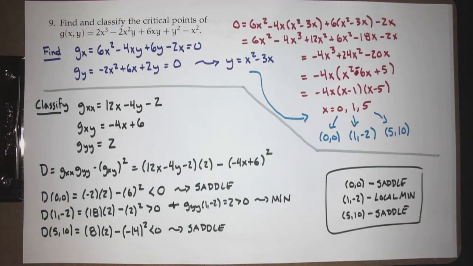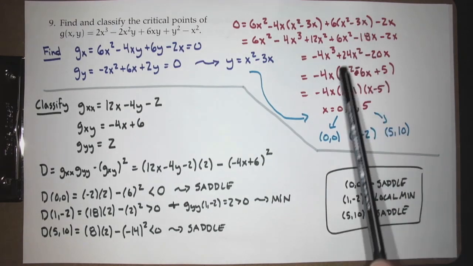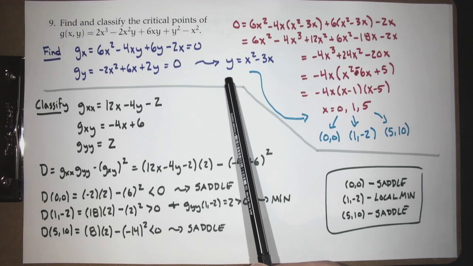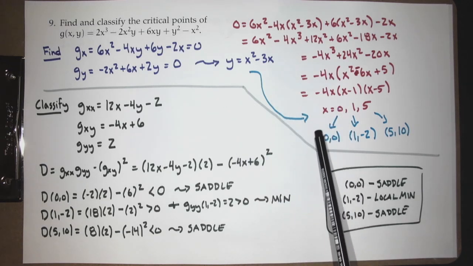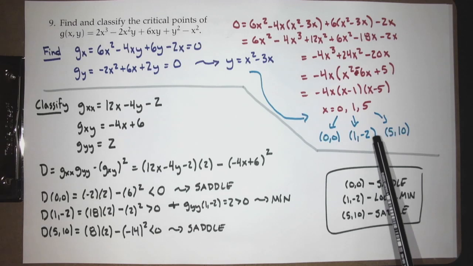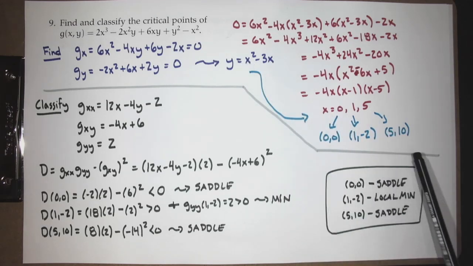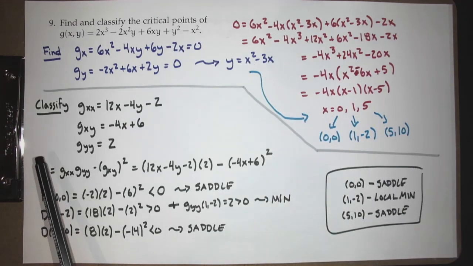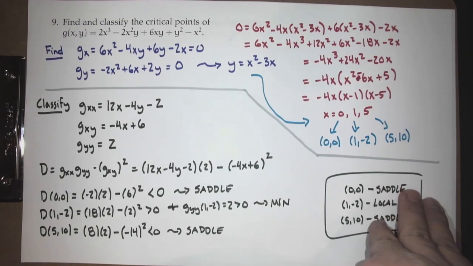All right, so anyways, we ended up with 3 values for x. We know y depends on x. So we say x equals 0, y equals 0, x equals 1, y equals minus 2, x equals 5, y equals 10. Go through and find your second order derivatives, plug it in, pay attention to your signs, do your classification. All right, so that leaves us with our final problem.